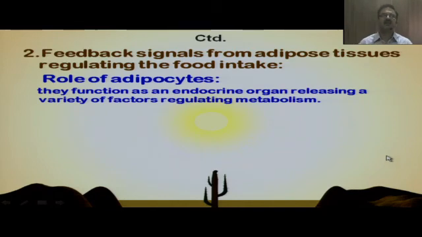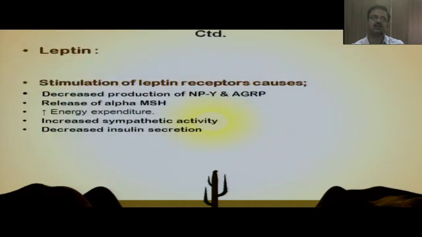Number 2 is the feedback signals from the adipose tissue regulating the food intake. There are feedback signals, especially from leptin, which is released from the adipose tissue. The role of adipocytes is very important. They function as an endocrine organ because they secrete an important hormone called leptin, and they also release a variety of factors regulating metabolism. The role of leptin is very important.